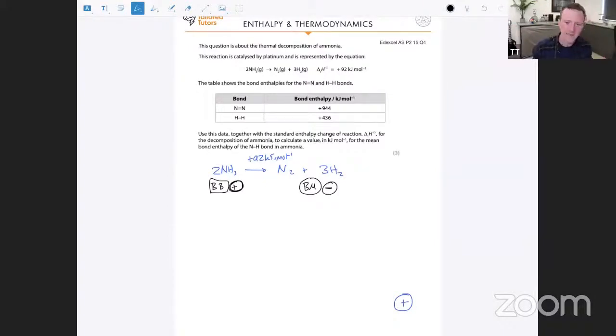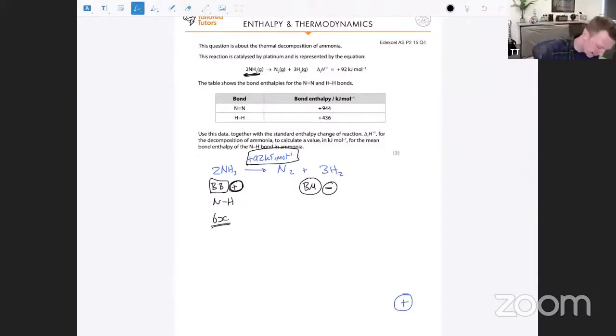So all we need to do is put our values in. Now, of course, this is what they add up to. The balance between these positive numbers on the left and the negative numbers on the right calculates out to plus 92 kilojoules per mole. So how many NH bonds have we got over here on the left-hand side, ladies and gents? 6. Good. The reason it's 6 is because we've got 2 NH3s. So I'm going to call this 6x, x being the mean bond enthalpy of an NH bond. So 6 of those.